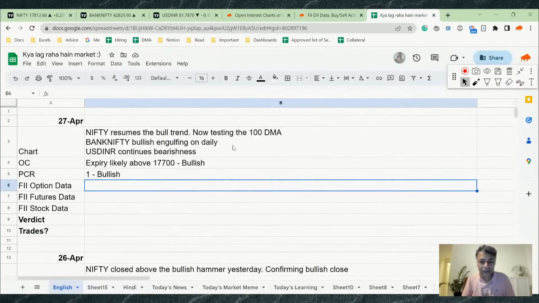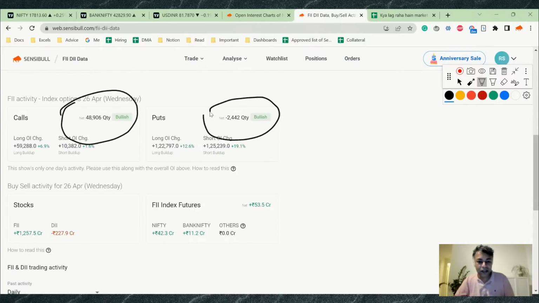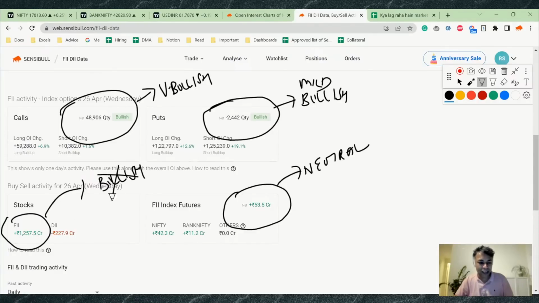Then let's look at FII option data. 50,000 calls bought, 2,500 puts sold. This is neutral. This is very bullish, 50,000 calls buy. This is bullish, but not super bullish. It's mildly bullish. This is neutral. And this is bullish. But then we don't really look at stock data, so it's insignificant.